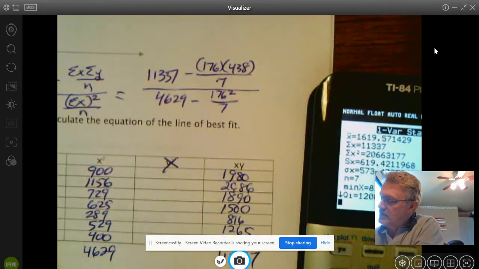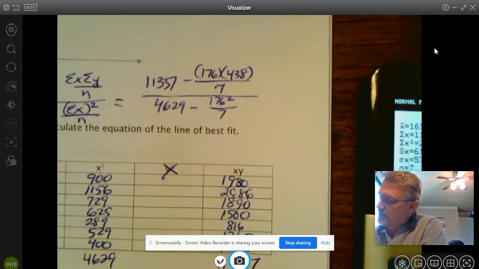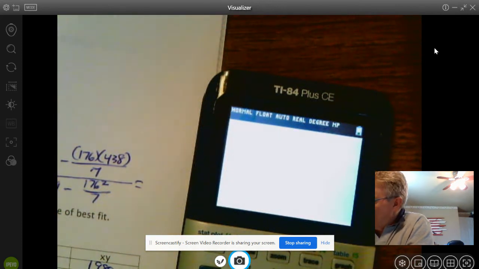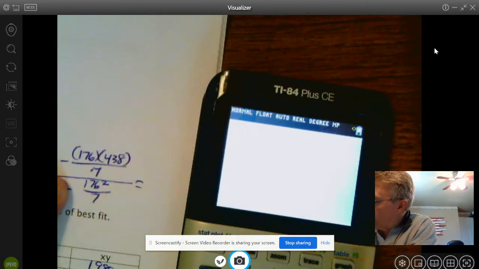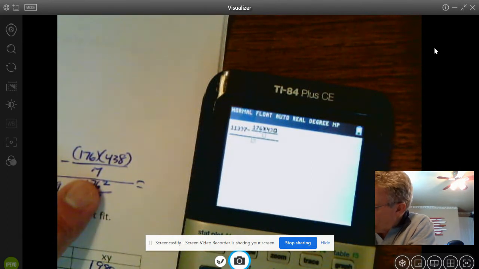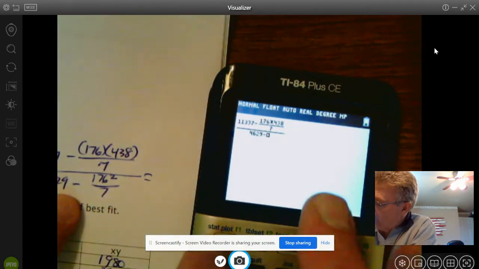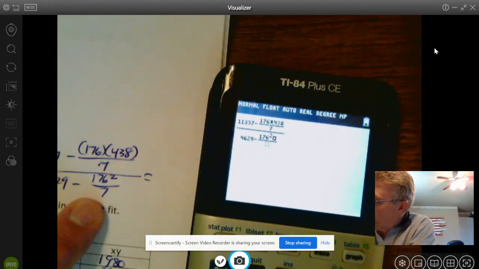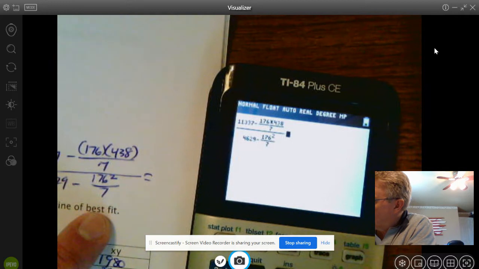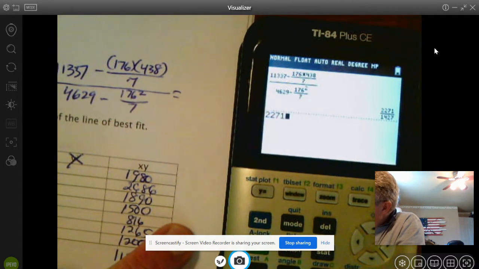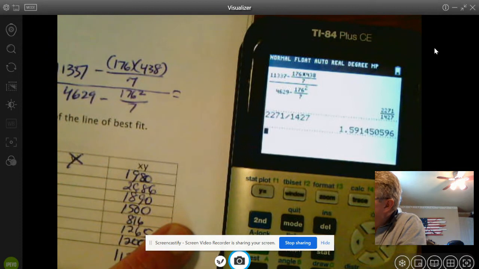So I need to do that calculation. Get out of here, and then alpha y equals enter to get a fraction, 11337 minus alpha y equals enter, 176 times 438 over 7, and down to the denominator, 4629 minus a fraction, 176 squared over 7. So 2271 divided by 1427. So 1.591.